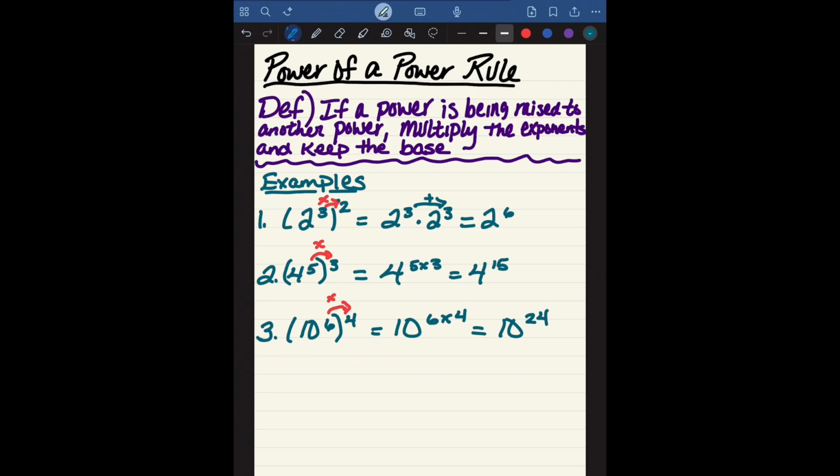All right. If you want the expanded form, I will show you the expanded form as well. Remember this expanded form right here. Since we have it in expanded form, you're gonna use the product rule. So it would still be the same thing, 10 to the 24th power.